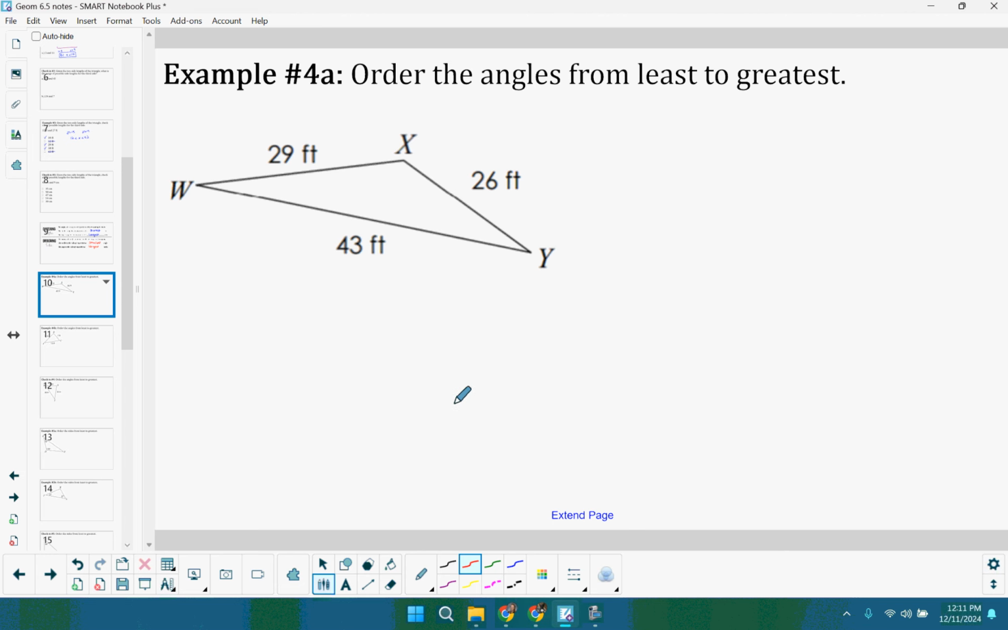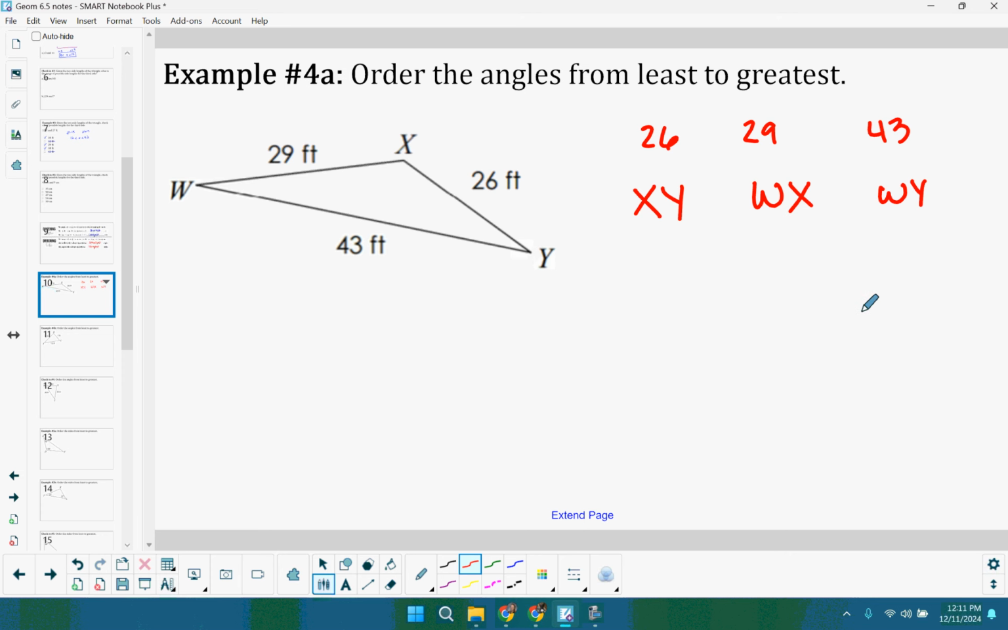So for our first example here, I have my three sides of my triangle. The smallest number was 26. That was side XY. The next side was 29. That was WX. And then the biggest side was 43, and that was WY.